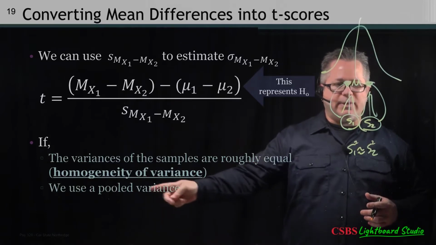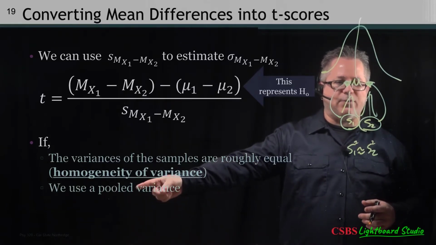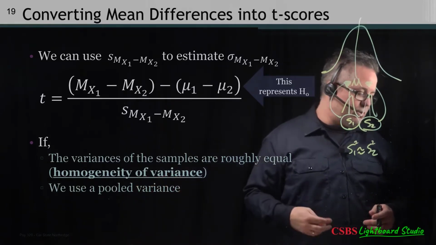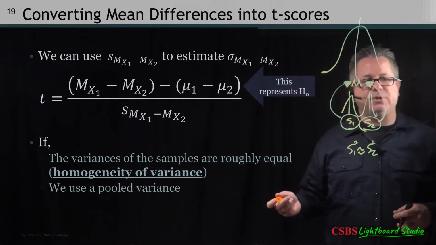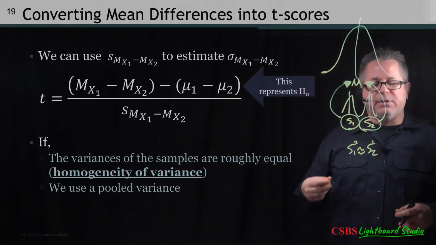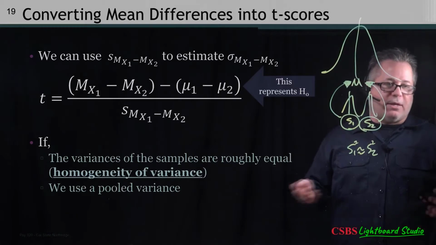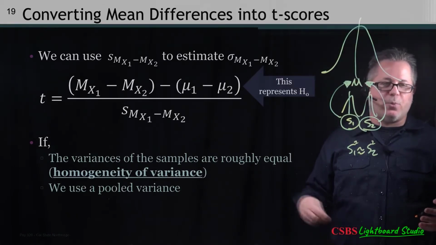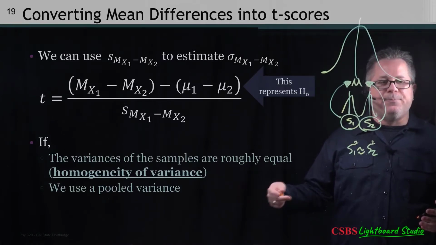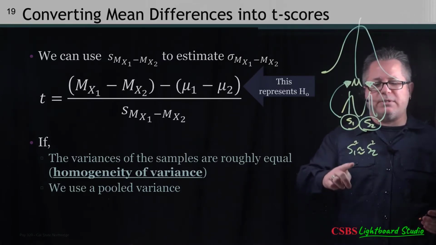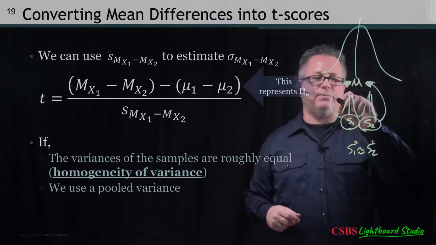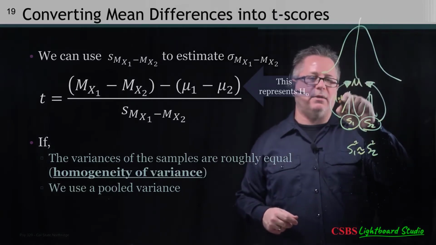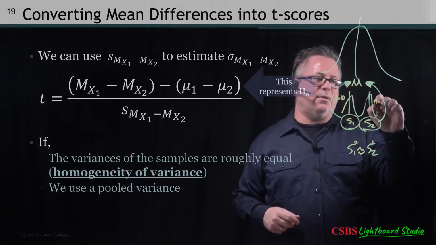So pooled variance is another way of saying averaged variance, but the reason why they don't use average is because it's a weighted average instead of just a simple average. A simple average, you just add up stuff and divide by the number of things you added up. That's a simple average. A weighted average is a little bit different. It says, well, if one sample had an n of 10, and this sample had an n of 100.